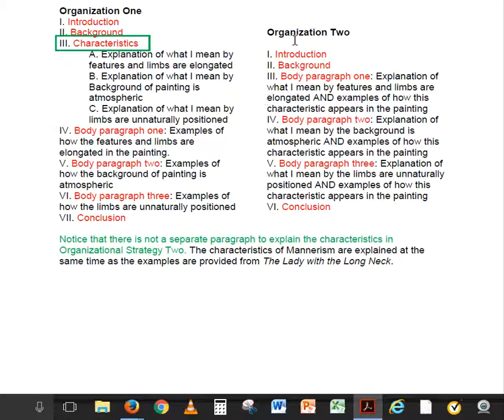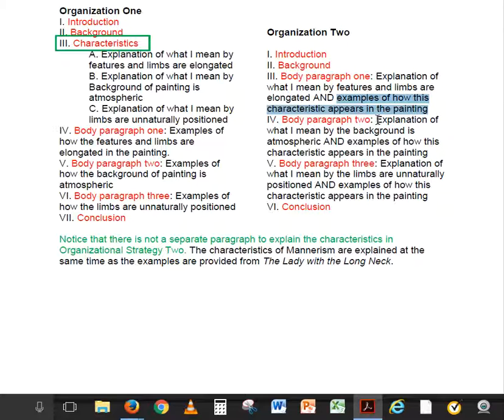All right. Alternately, instead of a paragraph that has all my characteristics explained and then separate paragraphs for my examples, I can do my explanation and my examples in paragraphs as I go. So in this organizational strategy, in my first body paragraph, I explain what I mean by the features and limbs being elongated, and I also find examples from the painting of this.